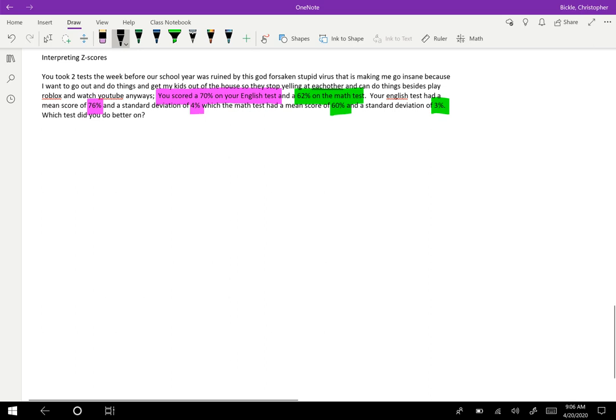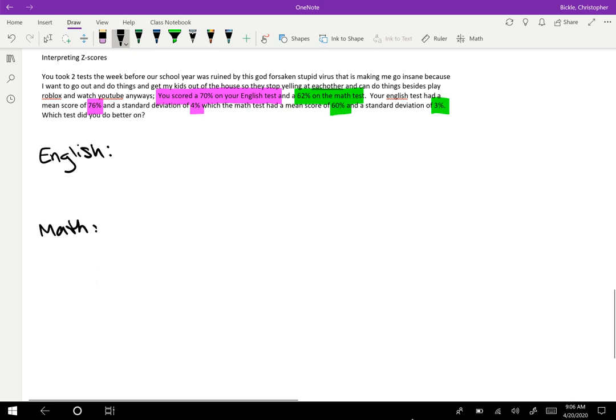So when you look at your scores on a test, you can't necessarily do this in class because you don't have this data, but you actually want to look at how you did in proportion to everyone else. That's going to tell you what you did better on. Okay. So let's find the Z-score for English and the Z-score for math. Whichever Z-score is higher is the test you did better on.